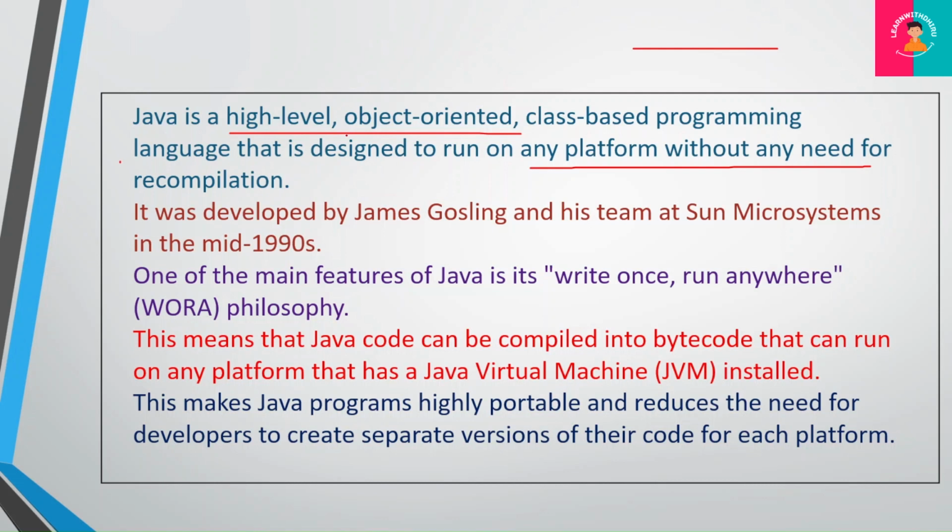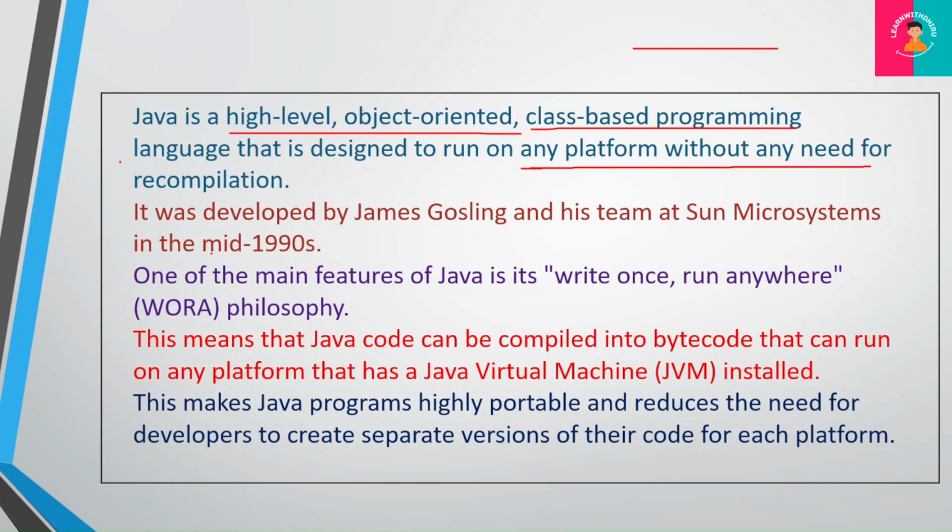Java is an object-oriented programming language. Everything in Java is considered an object, and it is class-based programming. That means any logic or any function or method we write within the class, once it is compiled into bytecode, can run on any platform. That does not require recompilation.